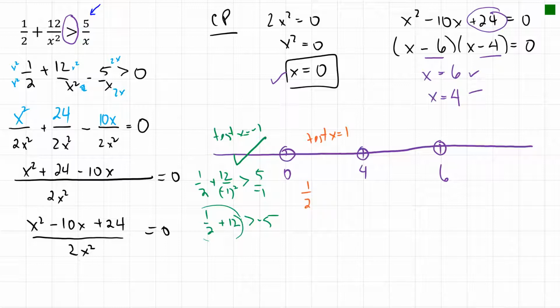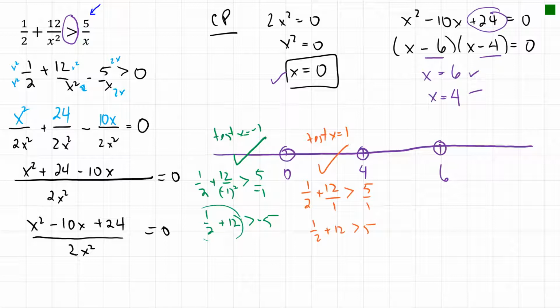In the next section, I'm going to test x equals 1, and I do it again. So that's 1/2 plus 12 over 1 squared, which is 12 over 1. Is that greater than 5 over 1? So this is 1/2 plus 12. Is that greater than 5? Well, 12 plus 1/2 is definitely bigger than 5, so yes, this works as well.